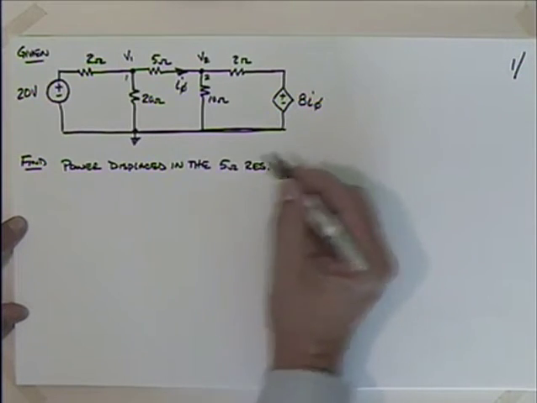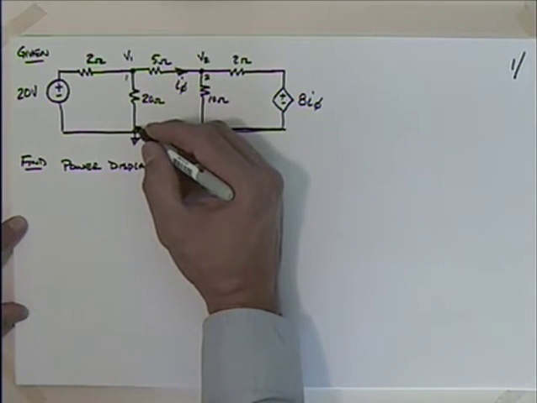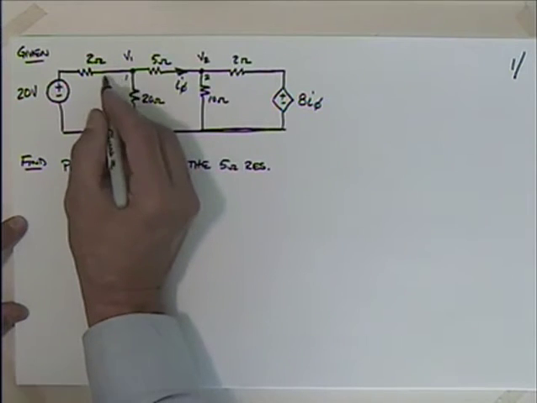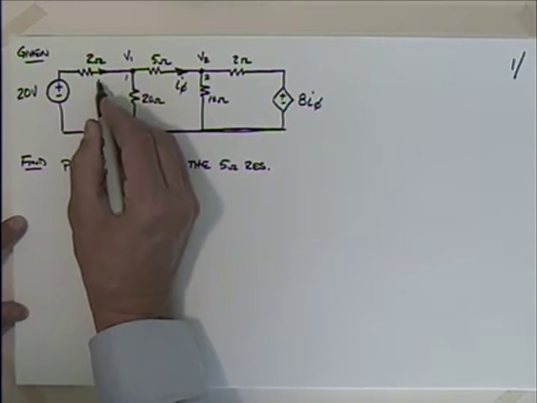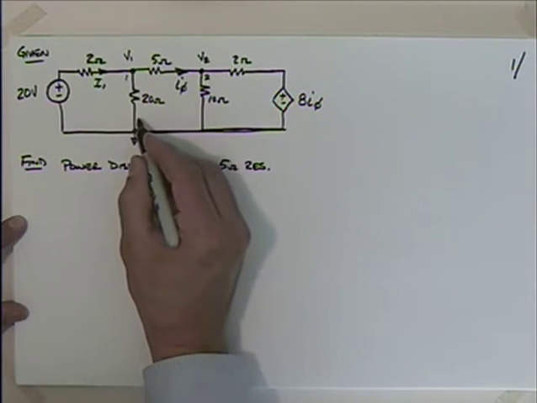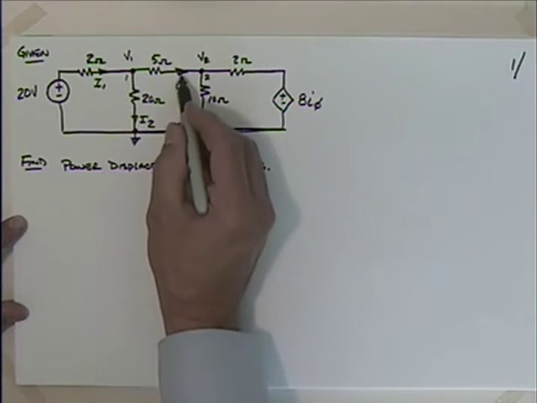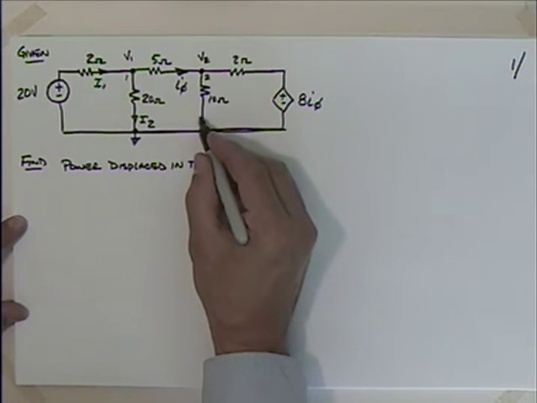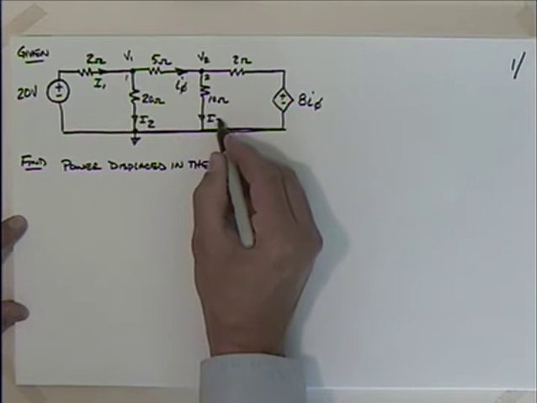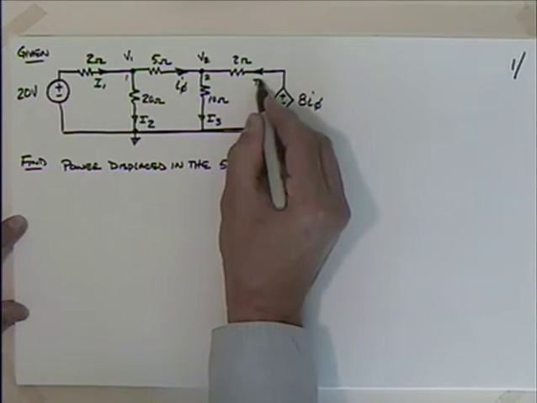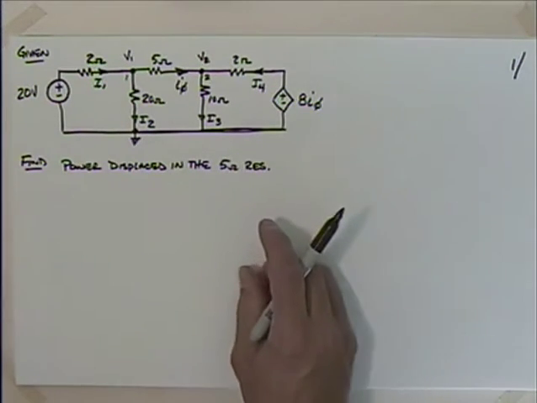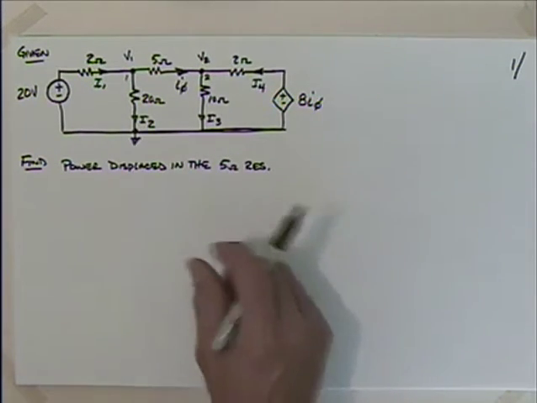Well, I'm going to go ahead and assume some currents so we can work on this. Why don't I take this current as I1. I'll say that's I1. I'll go ahead and take this as I2. That's already labeled as I phi. That's fine. I'll go ahead and take this as I3. And finally, we could take this as I4.